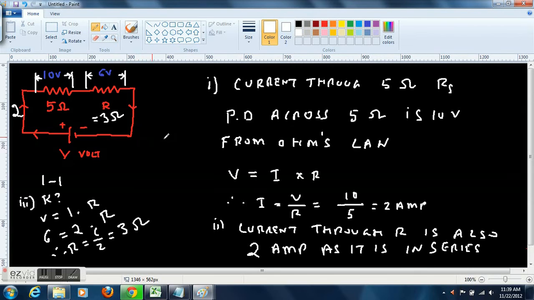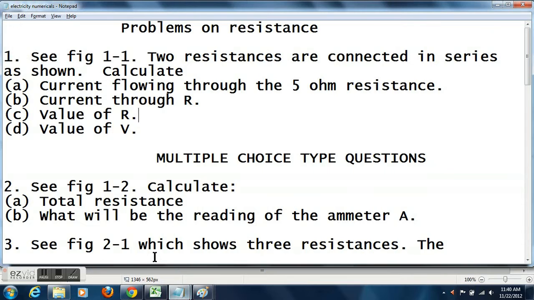What is the value of V? Total V means voltage of the battery. Now voltage of the battery is distributed amongst two resistances. So if we add 10 with 6, it becomes 16 volt, that will be the voltage of the battery. So V equal to 10 plus 6, because this voltage will be distributed amongst these two resistances. So if we add the two voltages, it will be the voltage of the battery.